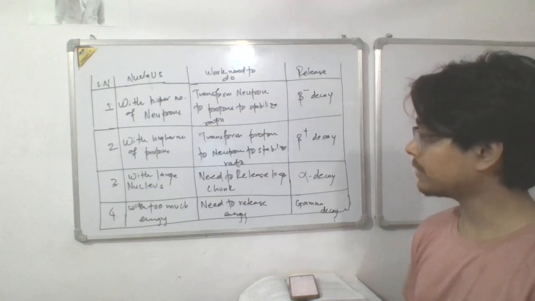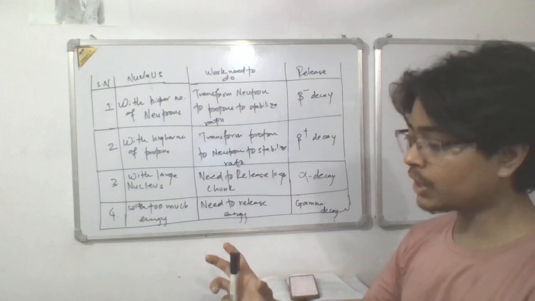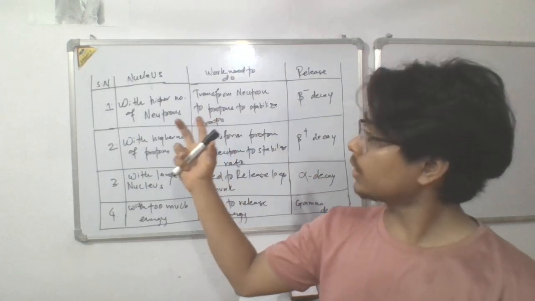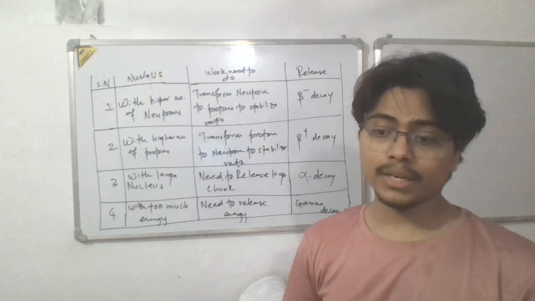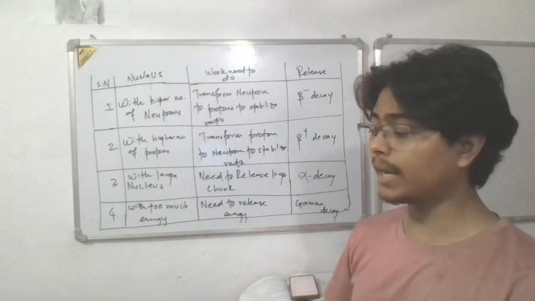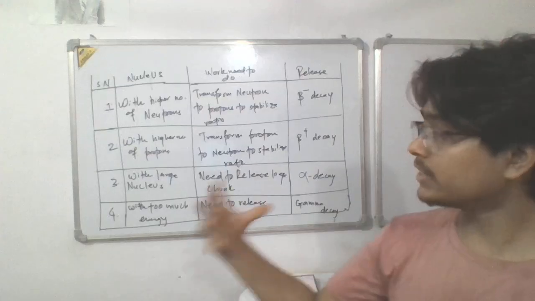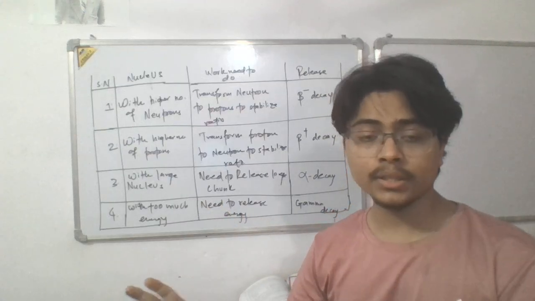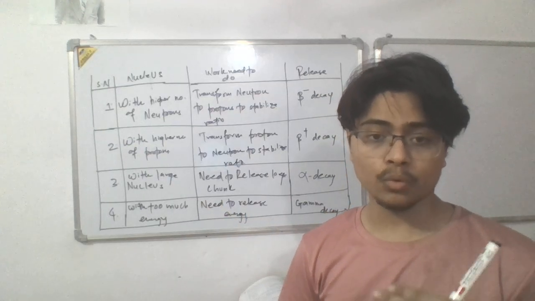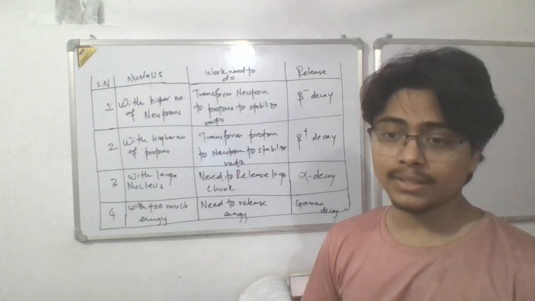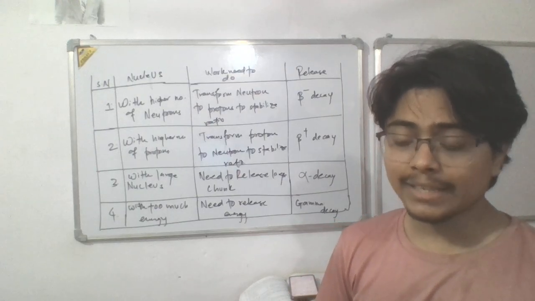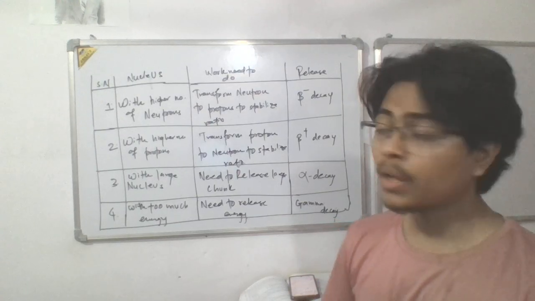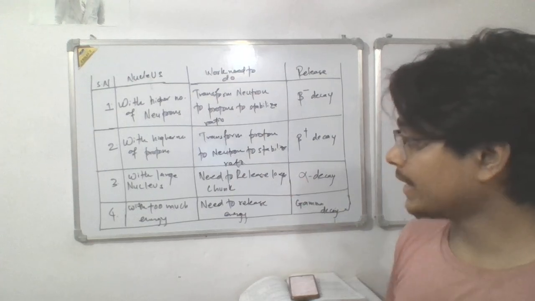Similarly, when we have a large nucleus, it means we have a large number of neutrons as well as protons. Then in that condition, the nucleus would tend to release a large chunk of itself, so that the nucleus would be stabilized faster. That kind of scenario would result in alpha decay.